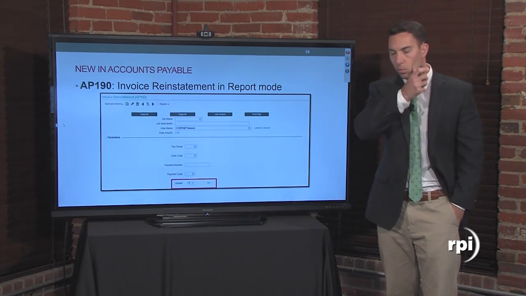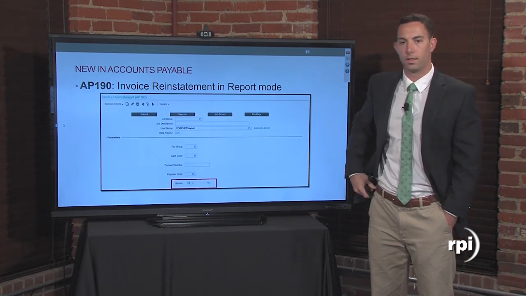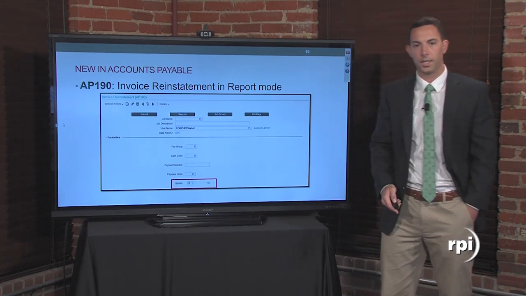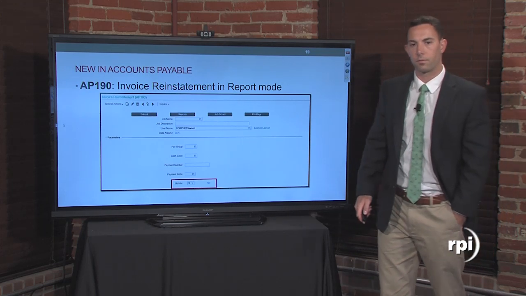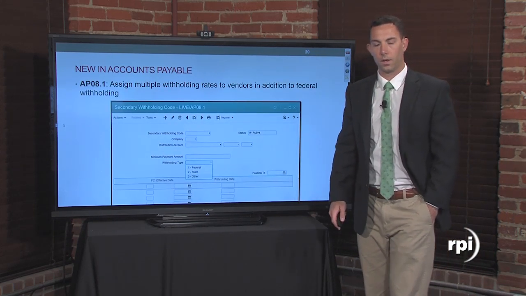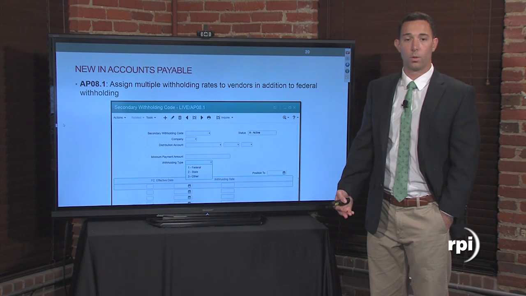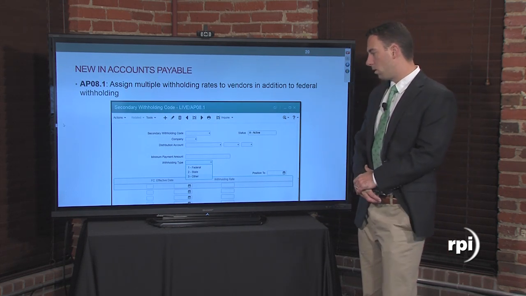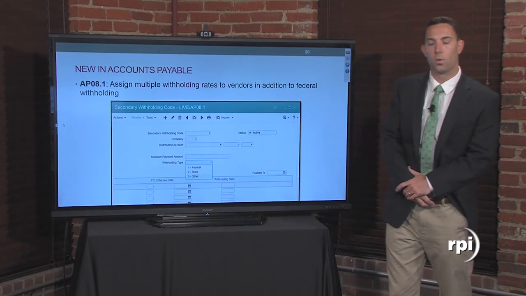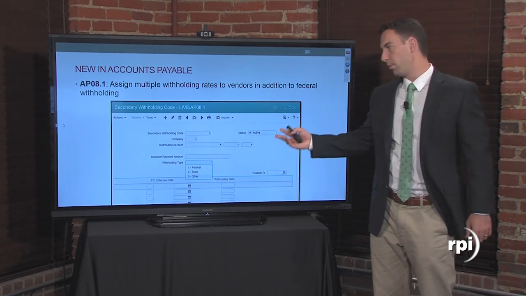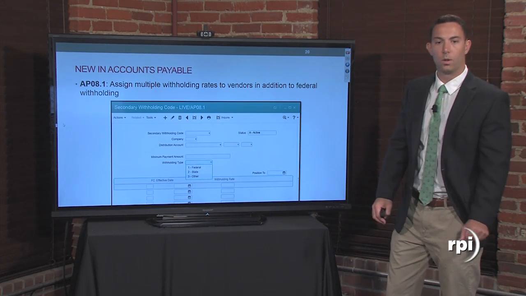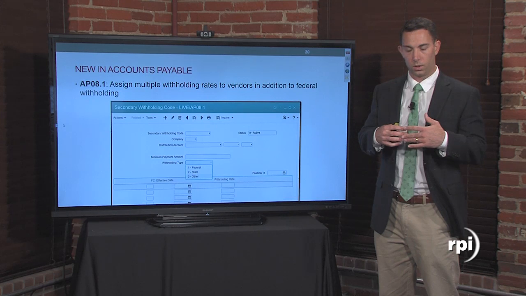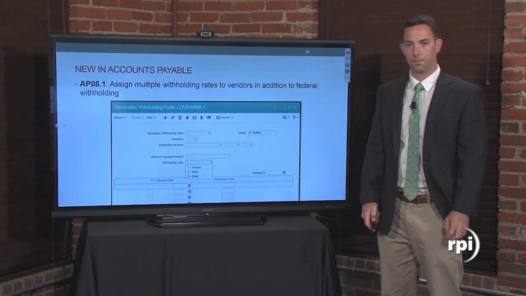AP 190, just a small change here. You can run this in update mode first. It's just a flag at the very bottom, flip that to yes. There's also the ability to assign multiple withholding rates to vendors in addition to the federal withholding code. So on AP 08, this is a brand new form. You can add as many secondary withholding codes that you need and apply them to your vendors, and those codes will default down onto your invoice.